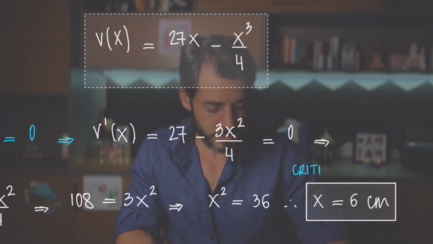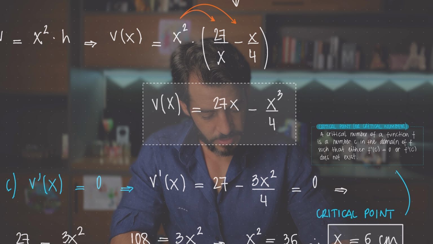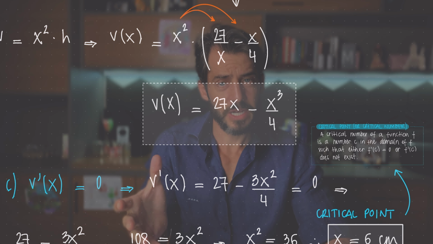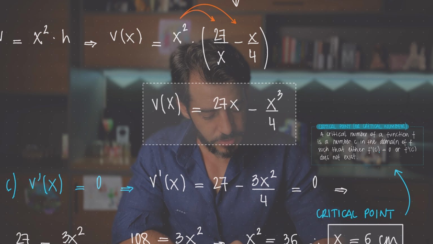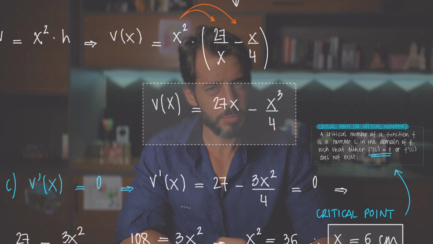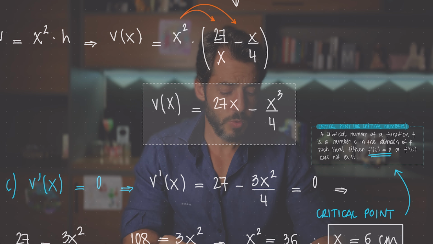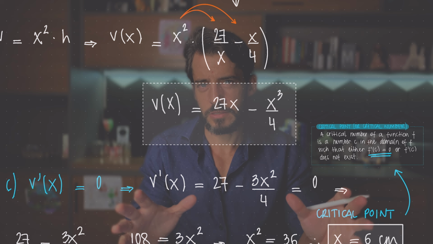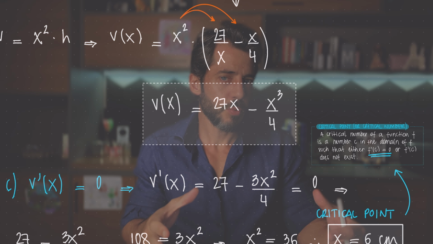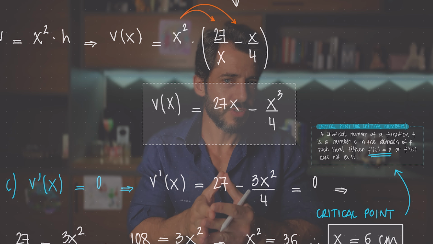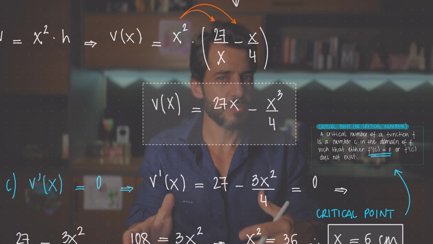It's important to remember that this is the critical point, which is a number in the domain of V of x, such that either the derivative is equal to 0, which in practical terms is what we want, or the derivative does not exist, which is not something that we need to worry about. So for this case, we're dealing with points where the derivative is equal to 0. These are going to be the candidates for maxes and mins.